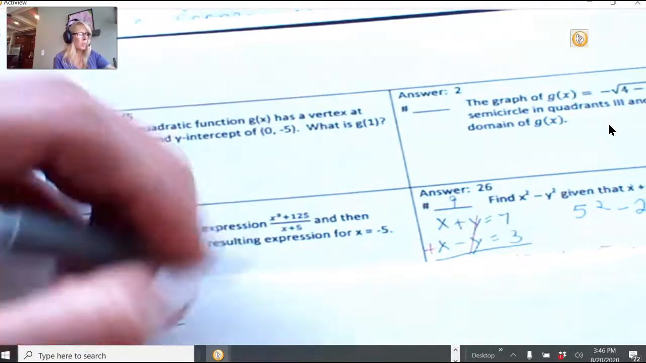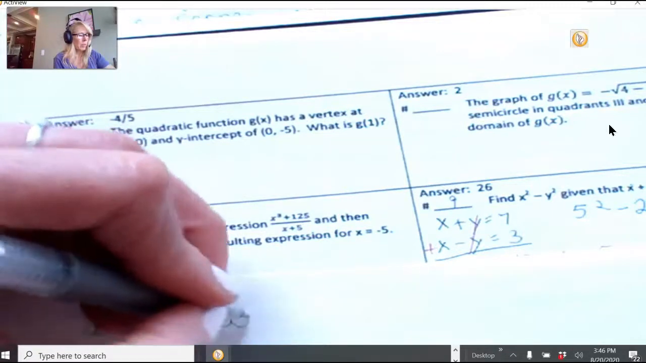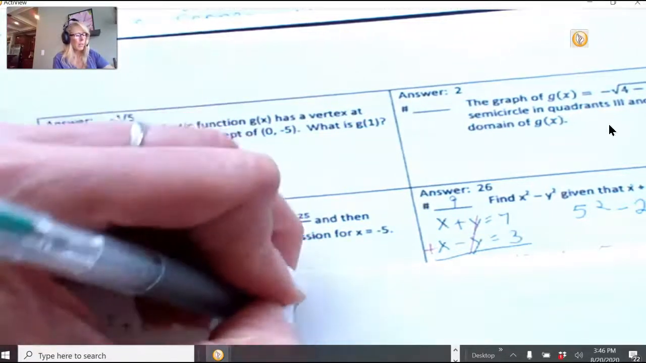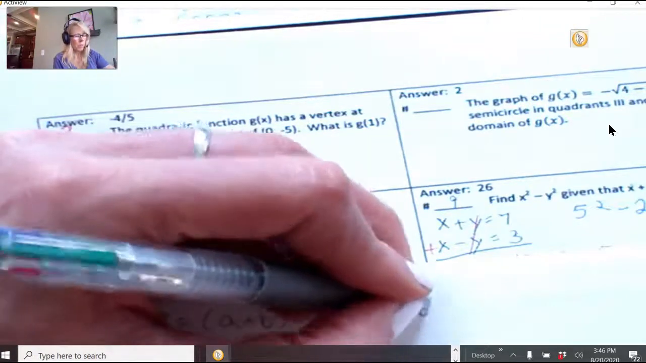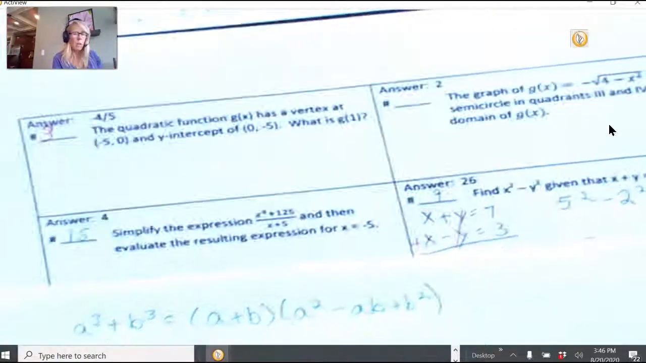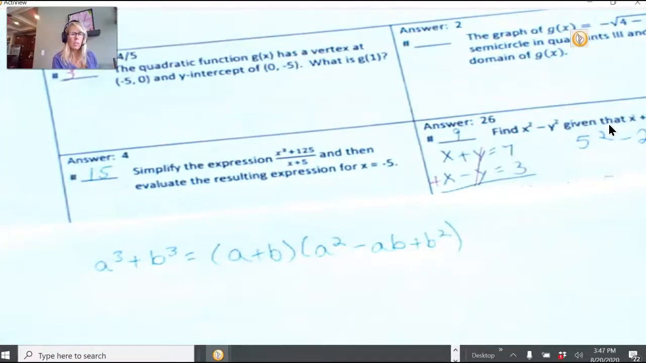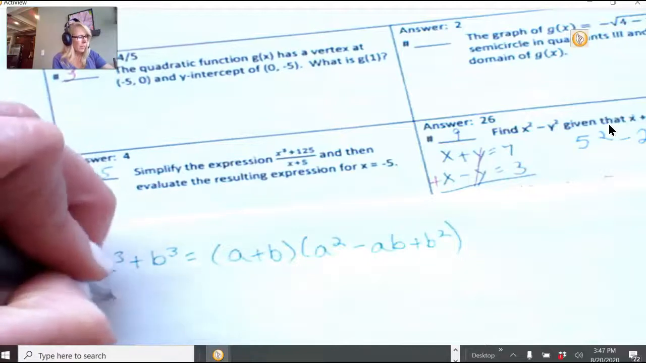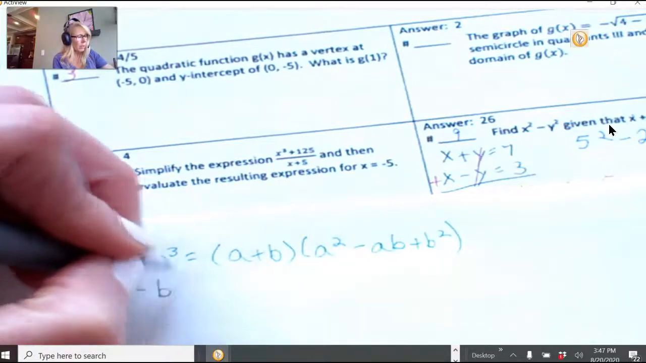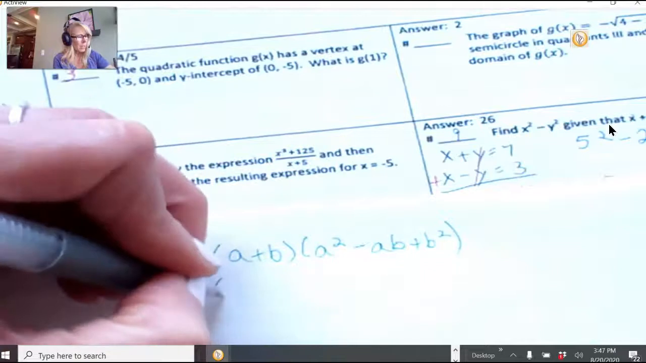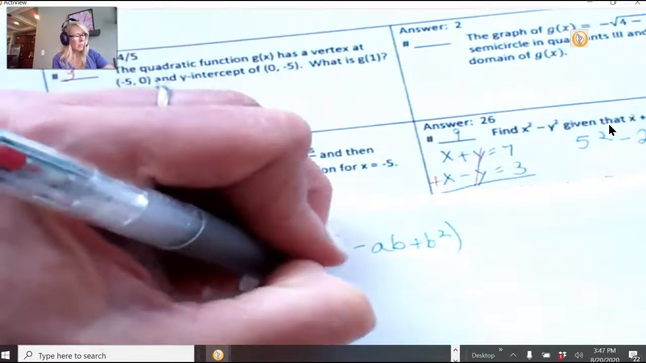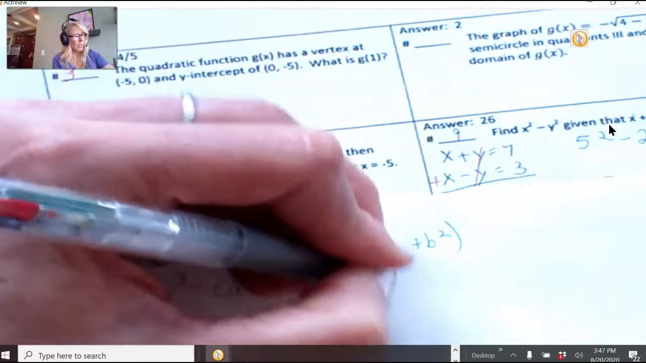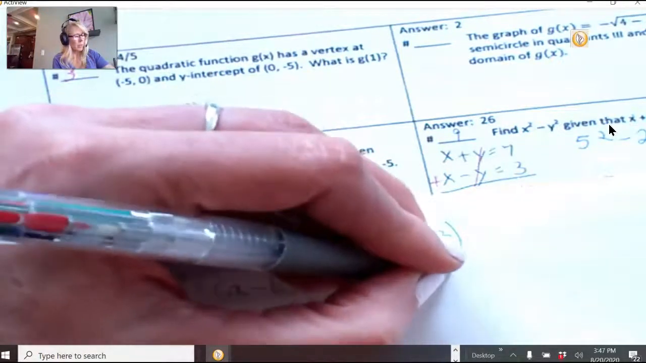A cubed plus b cubed factors as a plus b times a squared minus ab plus b squared. That is just a formula you need to know. And this is another formula you may want to know. The difference of two cubes, almost exactly the same. A minus b, a squared plus ab plus b squared.